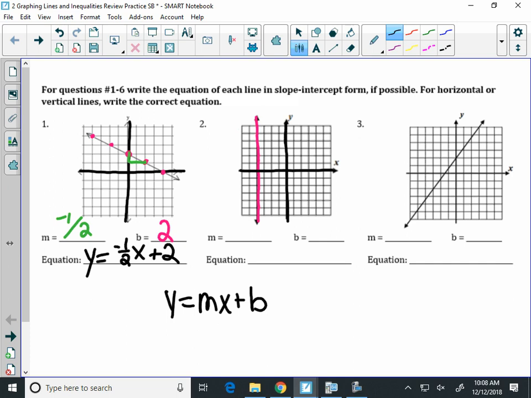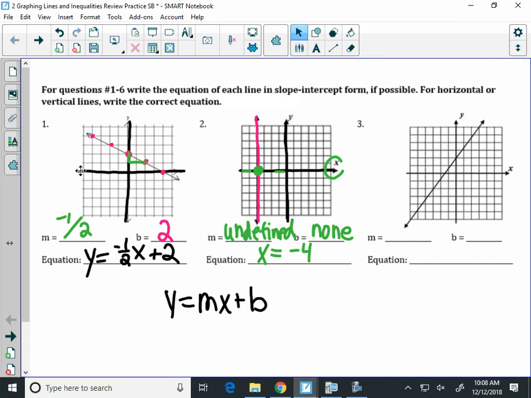All right, now this is a vertical line. And when we have a vertical line, notice that it goes through the x-axis right here. It goes through the x-axis at the value of negative 4. Right? So if I go through the x-axis, the equation is going to be x equals negative 4. All vertical lines have that equation. Now it doesn't cross the y-axis at all. So there is no y-intercept. And the slope of every vertical line is undefined.